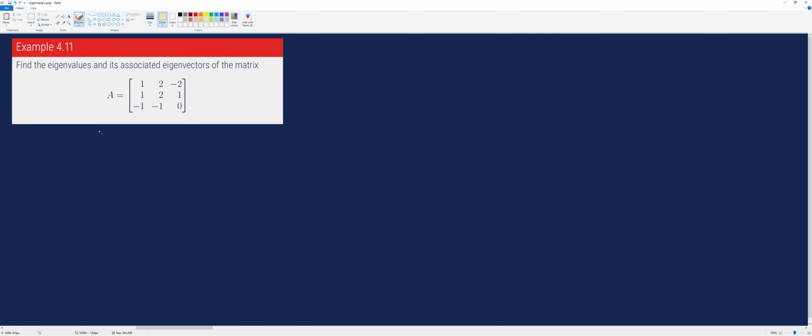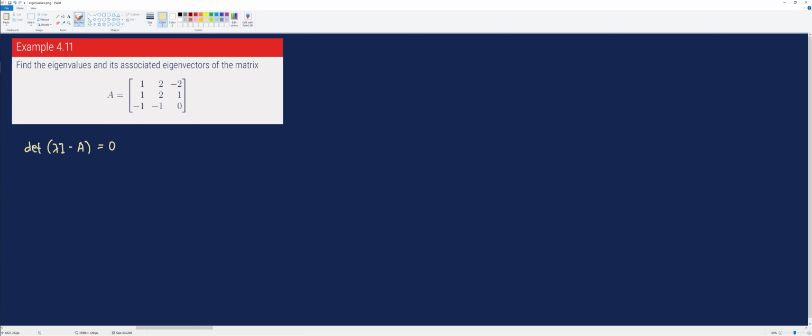For our next example, let's find the eigenvalues and its associated eigenvectors of this matrix, whose elements are 1, 2, -2, 1, 2, 1, -1, -1, and 0. So to find the eigenvalues of this matrix, we start by stating the theorem. That is the determinant of lambda times I minus A is equal to 0.